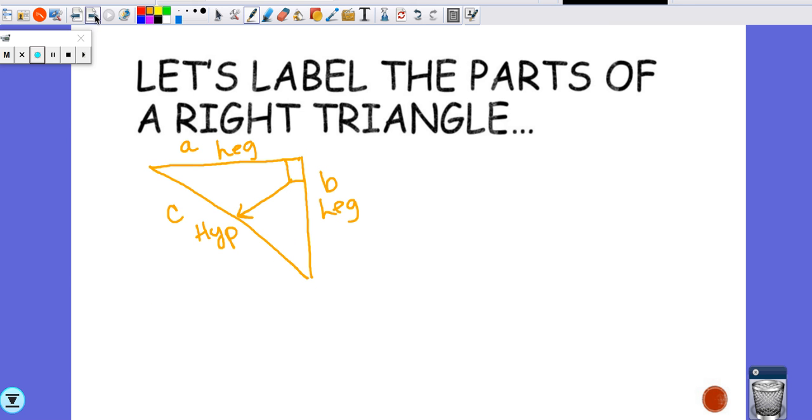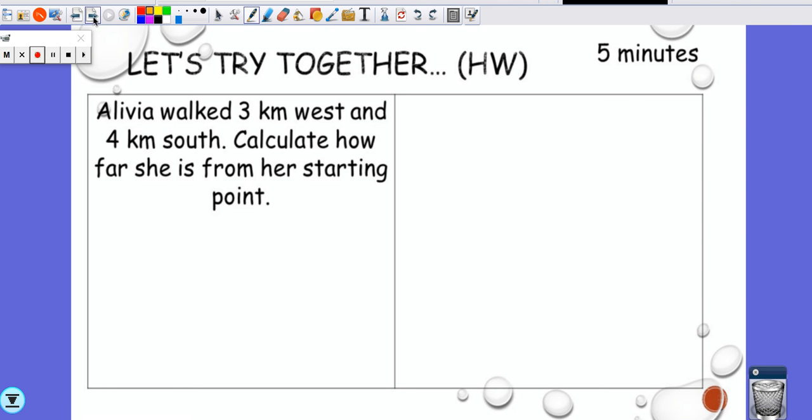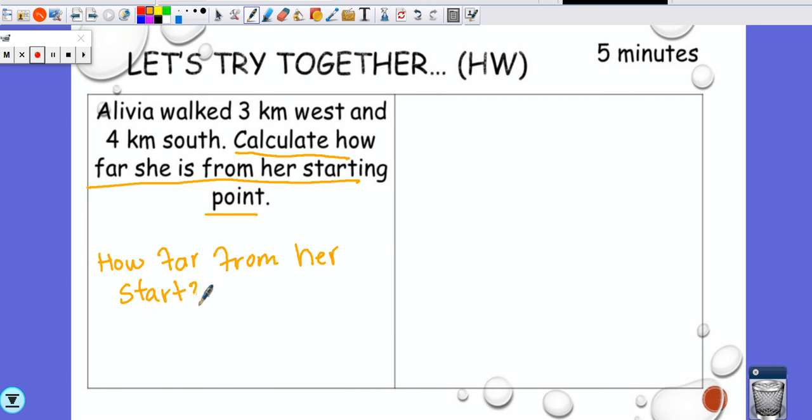Let's go and work through the problems. It says Olivia walked 3 kilometers west and 4 kilometers south. Calculate how far she is from her starting point. So we have a word problem, and the first thing I'm going to do is underline the question. I'm going to write what I'm being asked: how far is she from her start. Okay, that's what I need to find out.